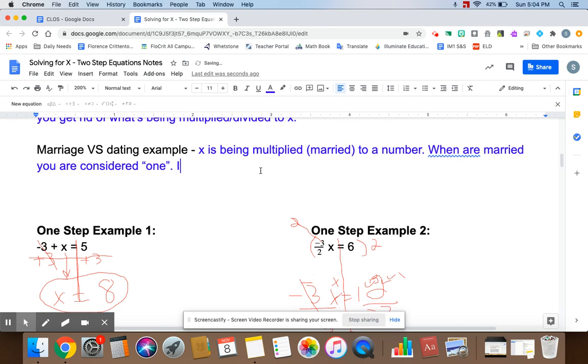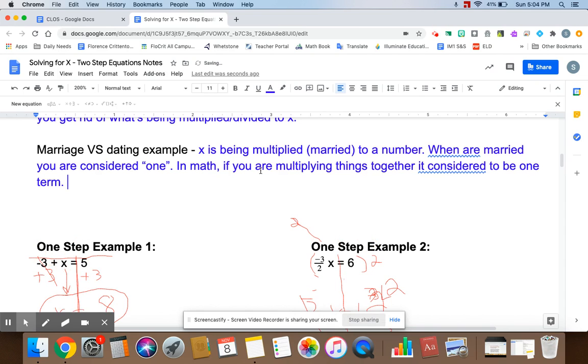So if you're being multiplied in math, if you are multiplying things together, it is considered to be one term. Versus in real life, if x has an add-on, meaning you're adding or subtracting something on, it's like they are dating.